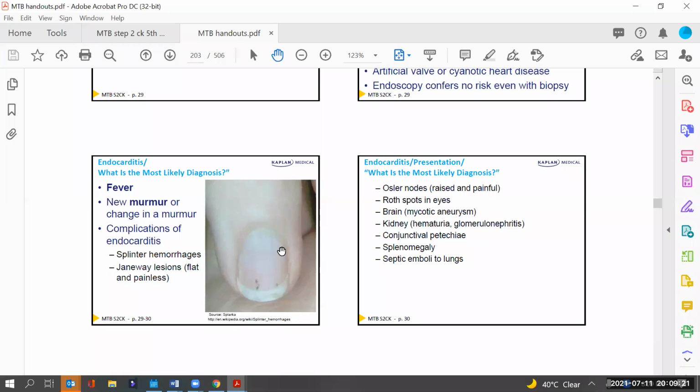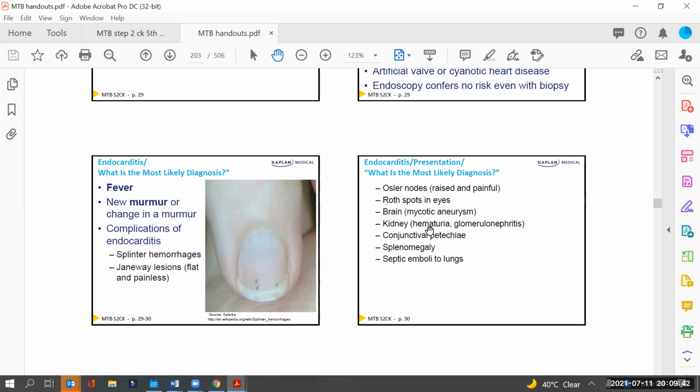Then complications, again, we will see splinter hemorrhages. We will solve one report, and we will see that the patient presents with splinter hemorrhages. These are flat and painless lesions. Then Osler nodes, we are going to see small, raised and painful Osler nodes with soft tissue swelling. There are also some blood spots in the eyes, which will also give you a clue. Then brain, mycotic aneurysm, kidney.